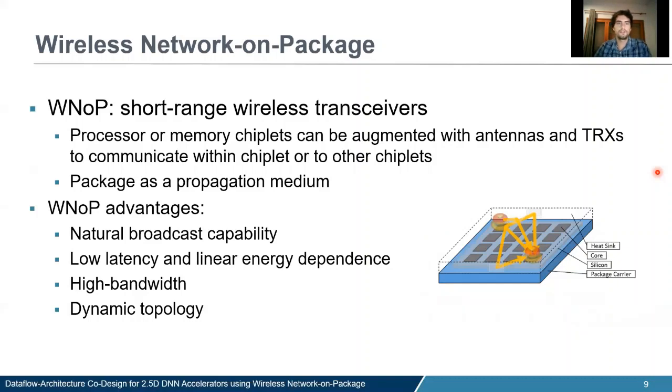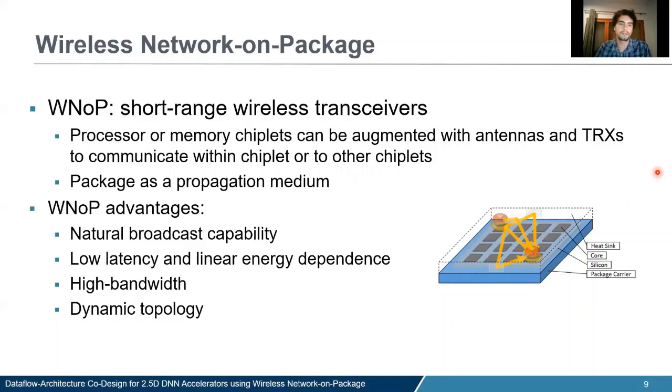So as an alternative, we propose to use wireless Network-on-Package. By means of introducing short-range wireless transceivers and antennas in the chiplets, we are able to give them wireless capabilities. In order to work with such a system, we would use the package as a propagation medium, which is in itself a very controlled medium.